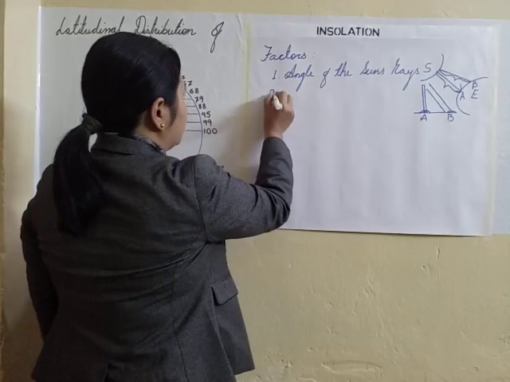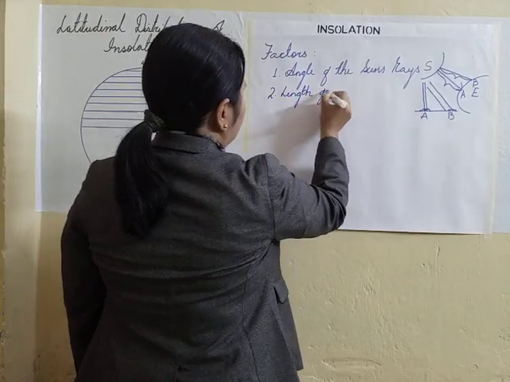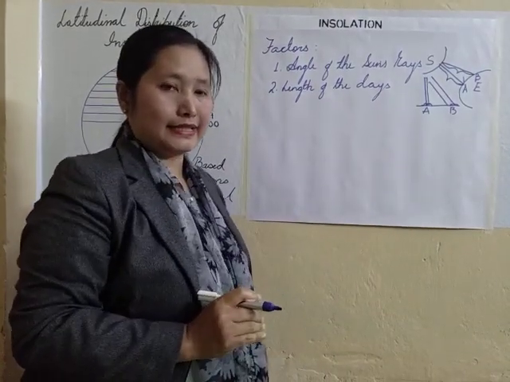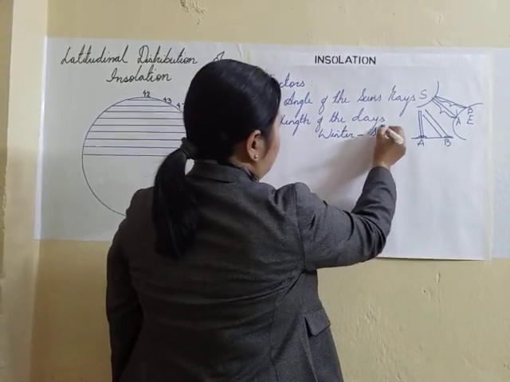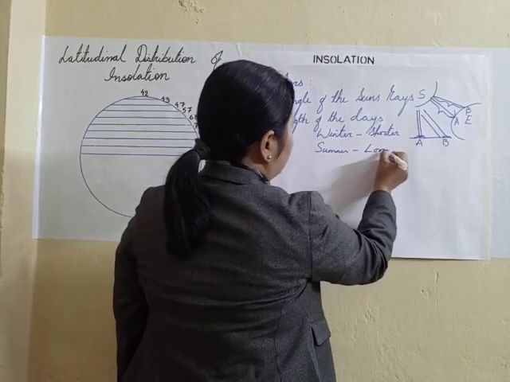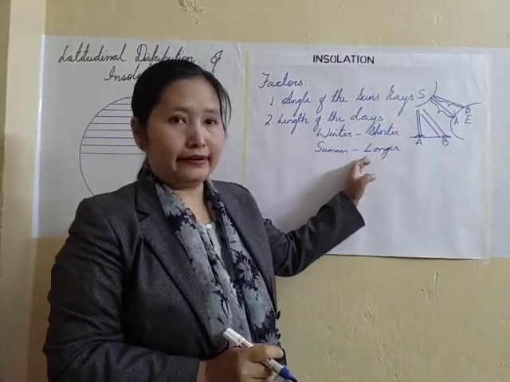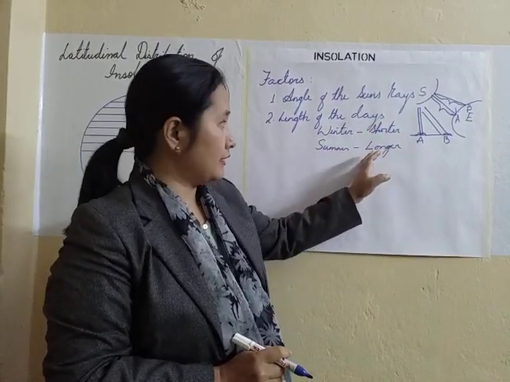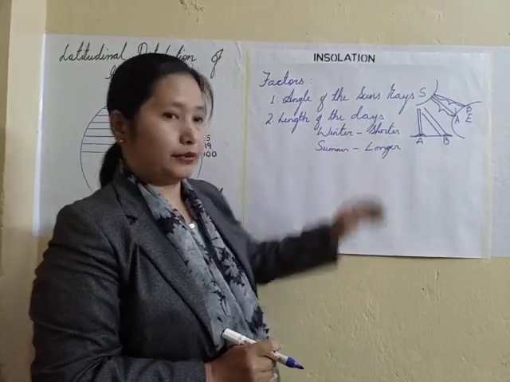Okay, now the second is length of the day. Now we have different lengths of days during different seasons. In winter, days are shorter. In summer, days are longer. Now when do you think insolation will be more? Definitely when the days are longer, because the period of heating by the sun will be longer in the summer than in the winter. So insolation is more in the summer season than in the winter season.